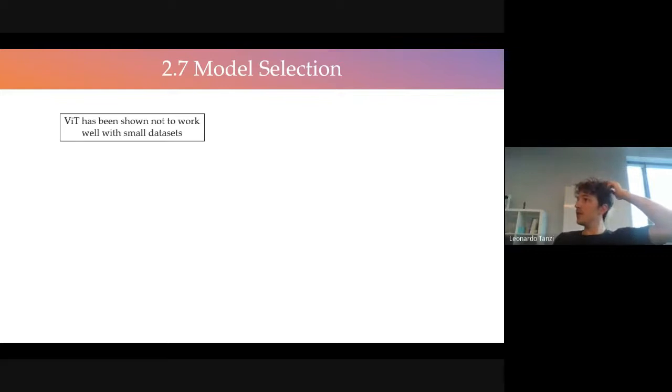But before that, we had this huge limitation of the vision transformer. One of the reasons why it was criticized in general is that it has been shown that it worked well just with huge datasets.